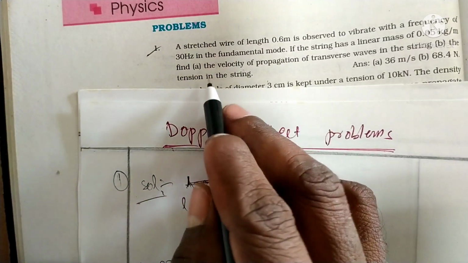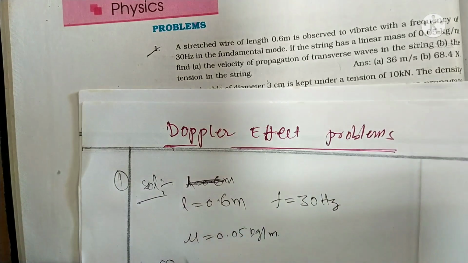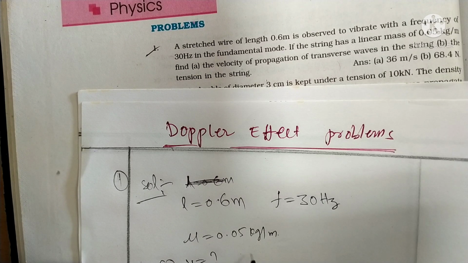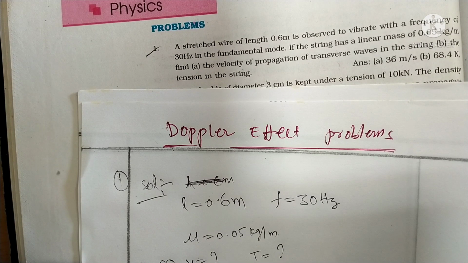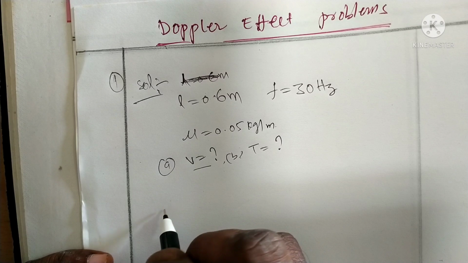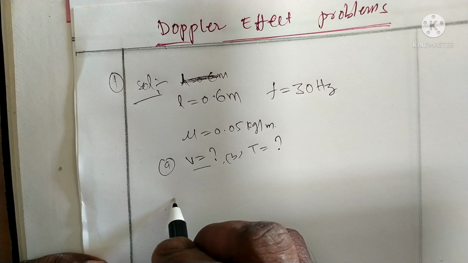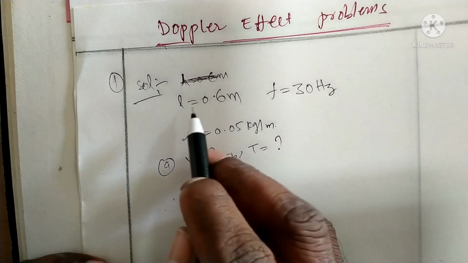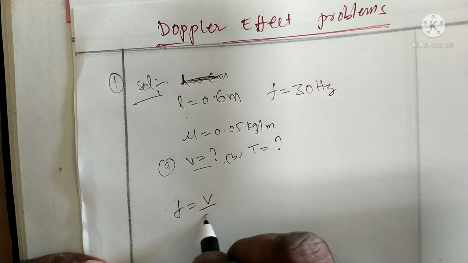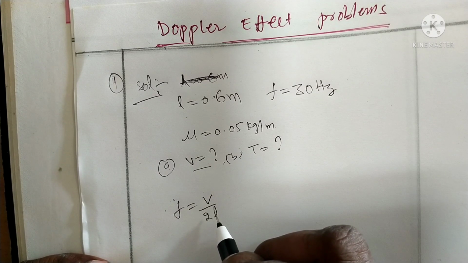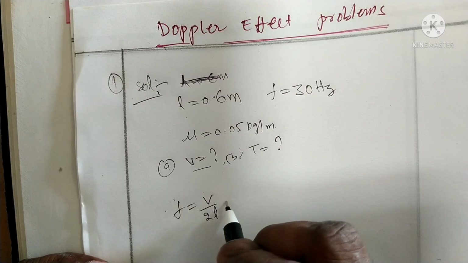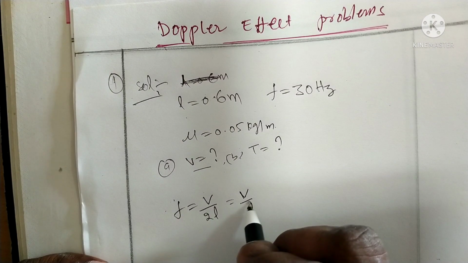First we can find the velocity of the propagation of the transverse wave. Next, what is the tension in the string? This is A, B. Now what is the relation between frequency and wavelength? Frequency is equal to V by 2L, that is, in the form of the propagation wave, frequency is equal to V by 2L or V by lambda.